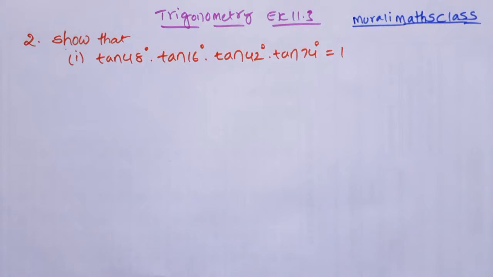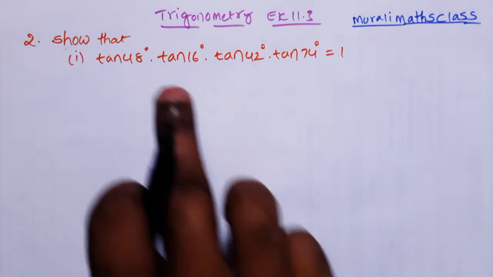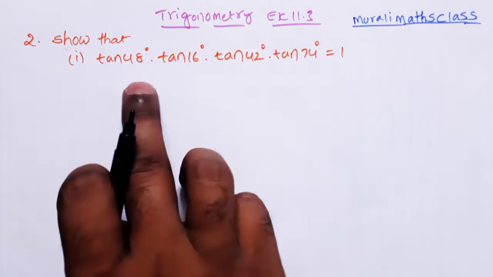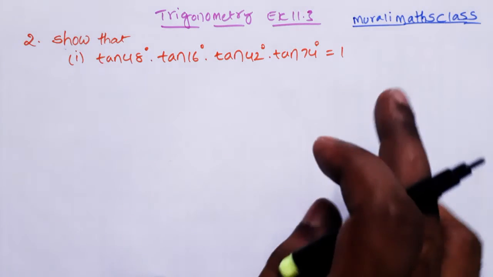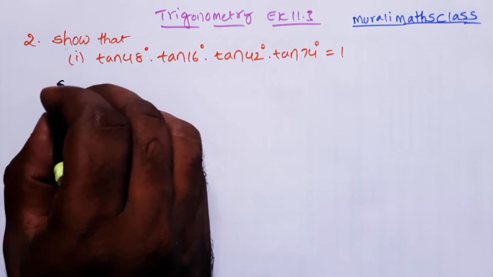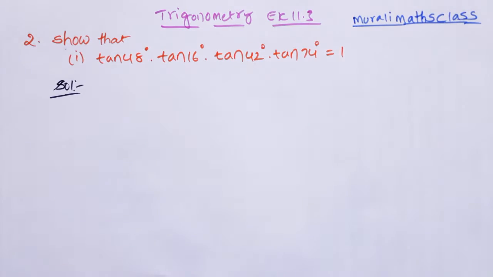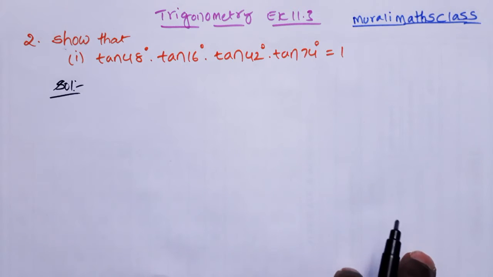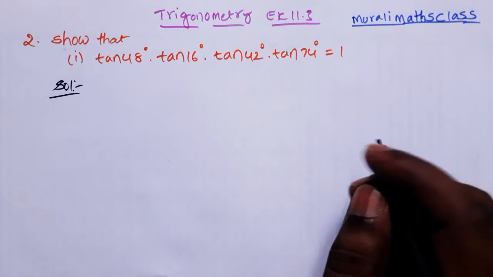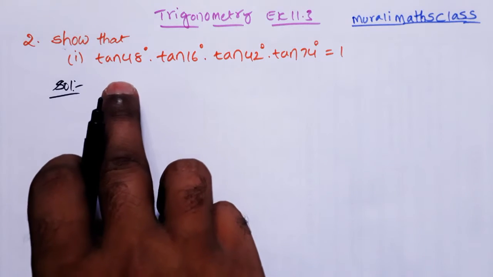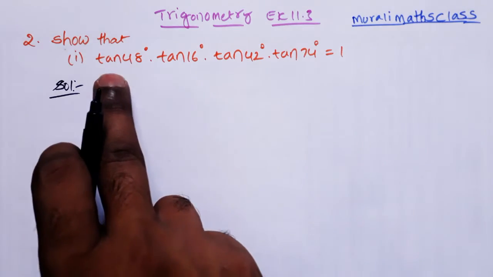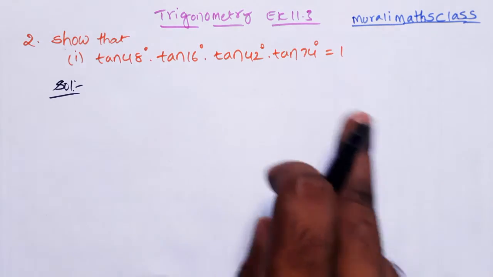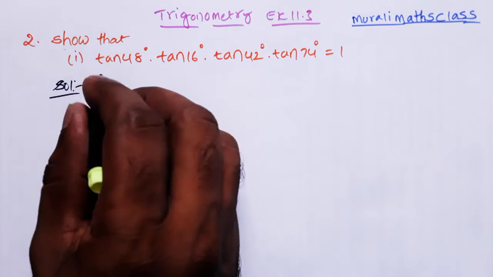That means we have to take LHS. This LHS, if you simplify, we need to get this answer, nothing but RHS answer. Okay, solution, you see how to solve this. To solve this we have to use this complementary angles formulas. Now observe here, totally we have 4 terms here: 1, 2, 3, 4. So let us take first LHS.